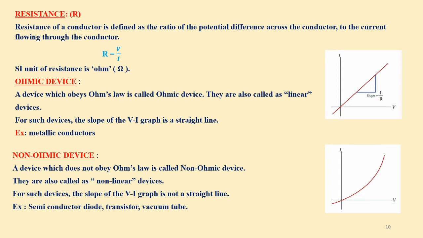You can look at the graph below. The voltage versus current graph is not a straight line, so it is called a non-linear device. It is a curved line. And the examples for this are all semiconductor devices.